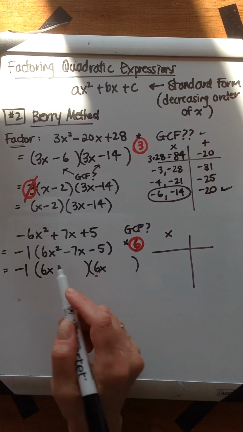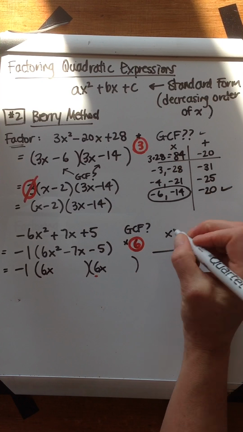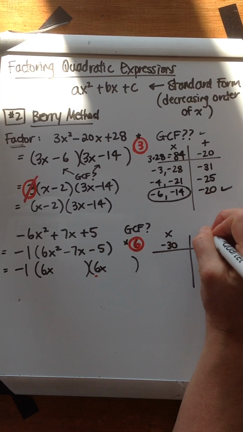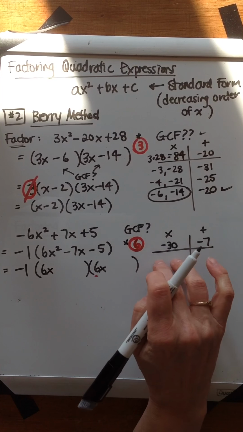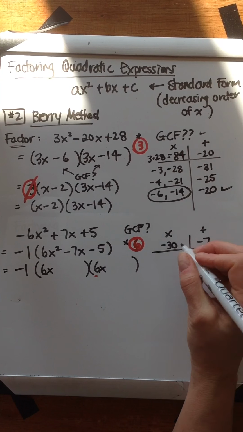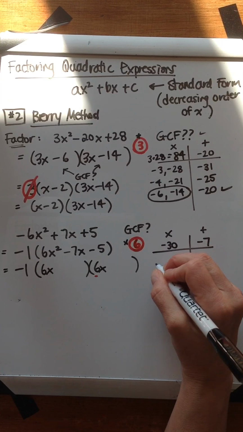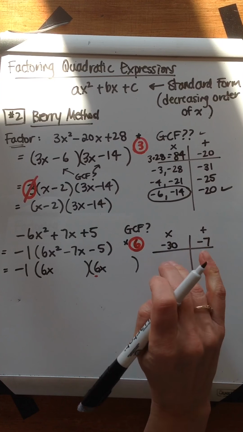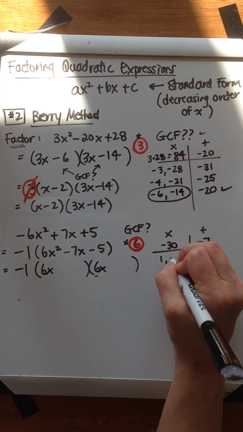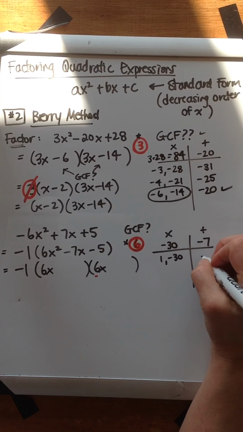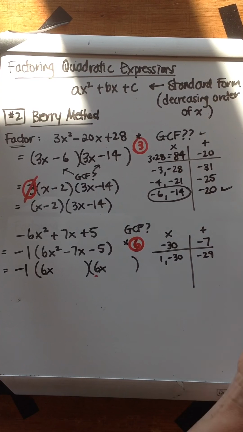So I need two numbers that multiply to give 6 times -5, and that add to give -7. So I need two numbers that multiply to give a negative number, means one of them's negative, one of them's positive. But the negative one will be in excess because when I add them, I have to have more negatives left over. In fact, I have to have 7 negatives extra left over. So I could start with 1 and -30, but that would give me -29.